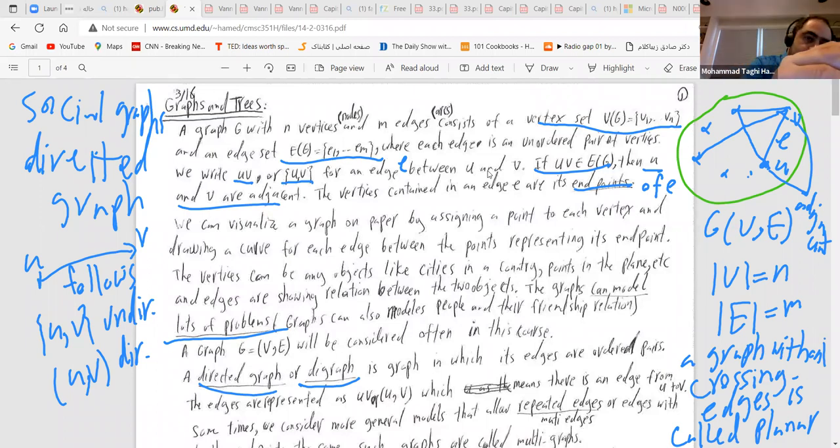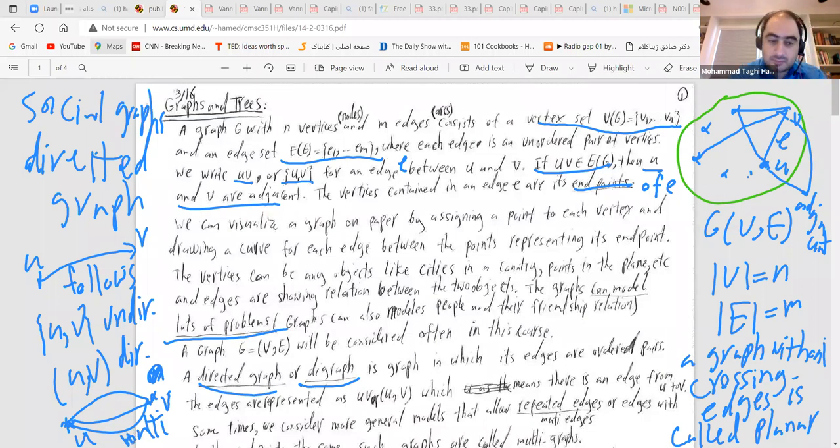And sometimes between two vertices, u and v, so this is a vertex u and this is a vertex v, there might be multiple edges. In this case, we will call these repeated edges or multi-edges. So these multi-edges are the ones that are essentially repeated edges. There is also another concept which is called a loop. So if there is an edge from a vertex u to itself, it is called a loop. So this is a multi-edge. And this is a loop. Good.